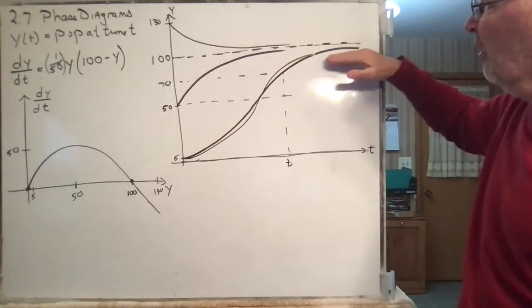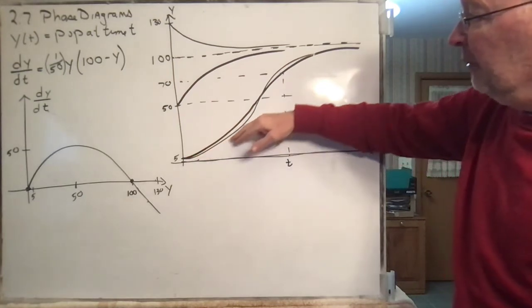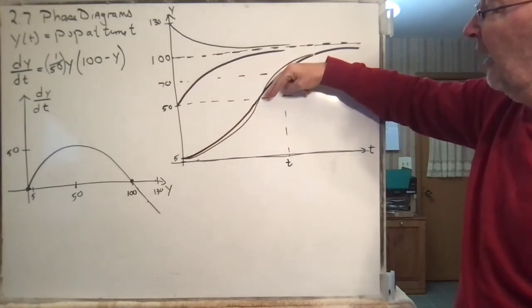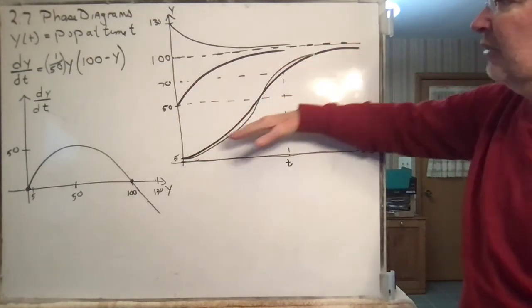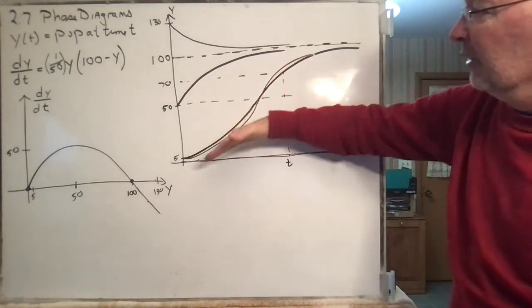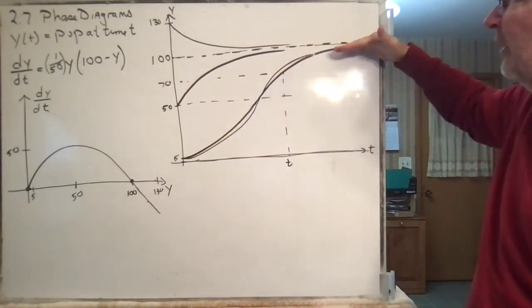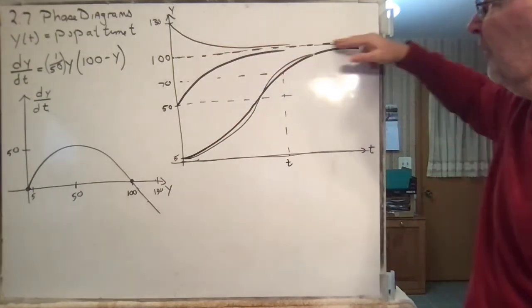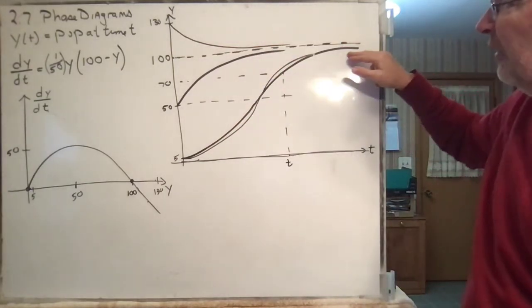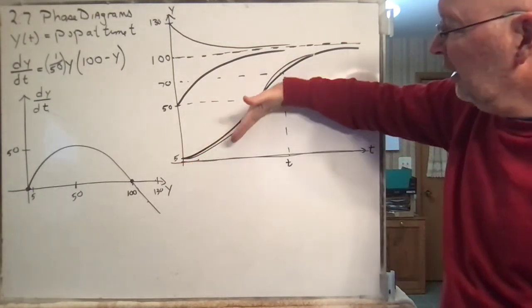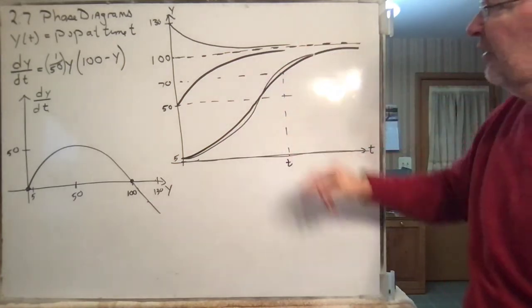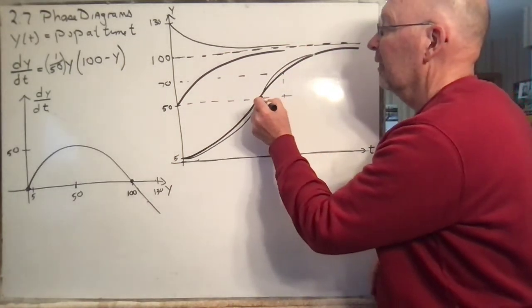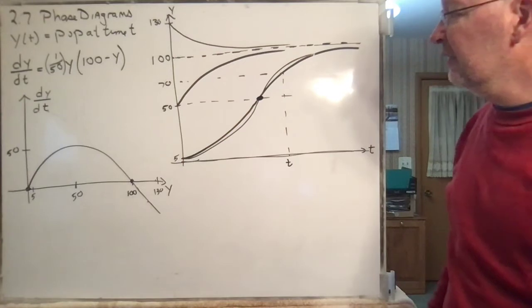And again, I know the long-term behavior. I know that the population is going to be increasing for a while, and then... I should say the rate of increase is going to be increasing, and then the rate of increase is going to be decreasing. The population keeps increasing all the way to 100, but the rate first increases and then decreases. There's an inflection point right there. There's a place where the concavity changes.